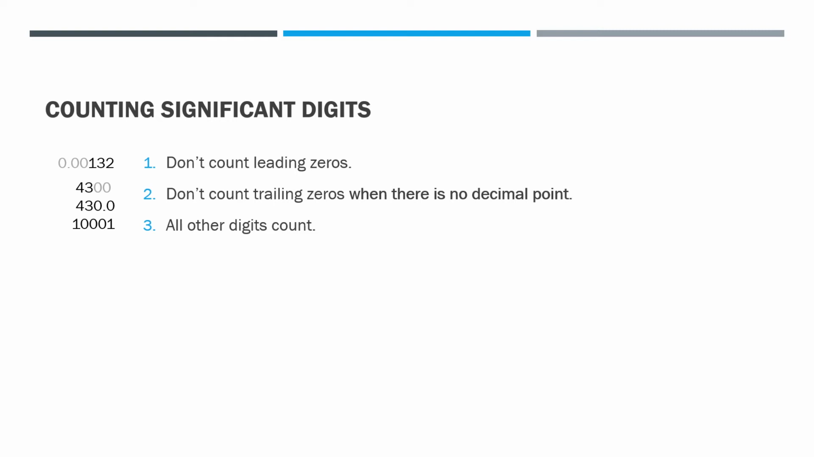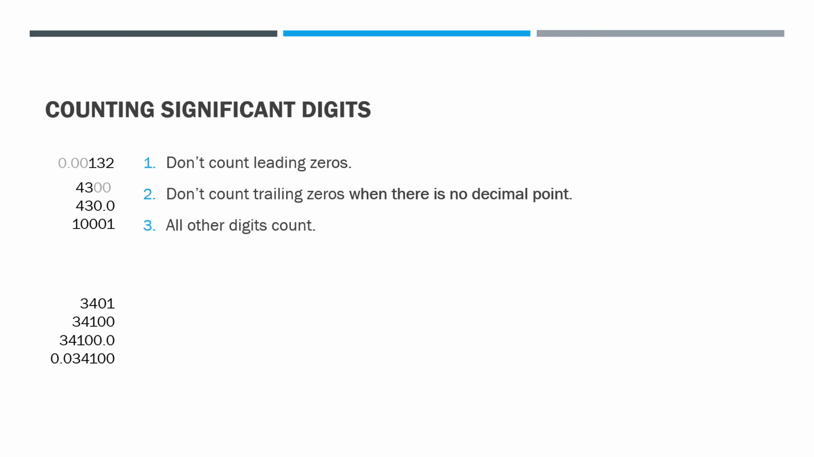Rule 3, and the last rule, all the other digits count. So the only ones that don't count are leading zeros or trailing zeros without a decimal point. Everything else is going to count. If you look at this number here, don't fool yourself into believing zeros are never significant. They are. If they're sandwiched between two non-zero digits here like this, they're not leading zeros and they're not trailing zeros. So they are significant. So you would say that this one has 5 significant digits.